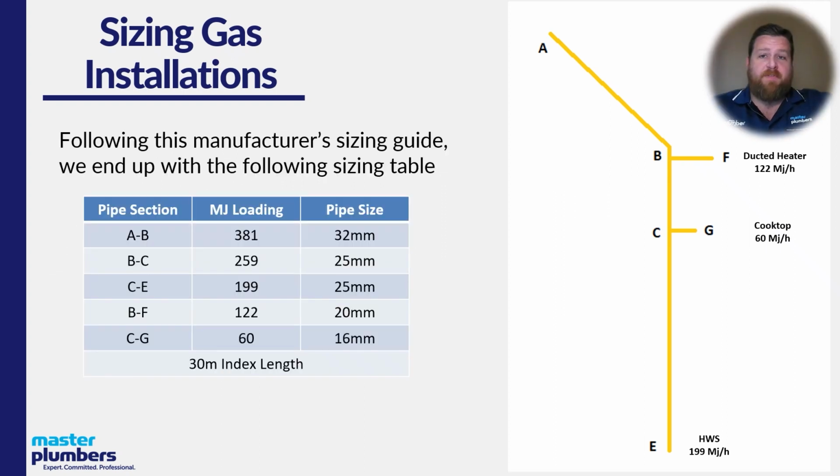So for this particular installation, you can see what we've come up with for this sizing. Section A to B is 32 mil, B to C is 25 mil, C to E is 25 mil, B to F 20 mil, and C to G 20 mil. The total megajoule loading that we have on this pipe is 381.